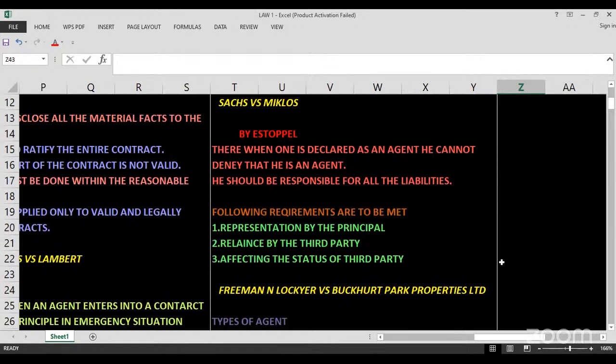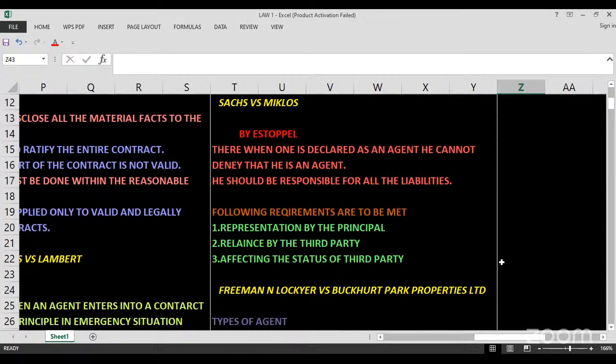The following requirements are to be met. I mean, if an agency is created by estoppel, these requirements should be met. The first one is representation by the principal. The principal should tell that, okay, you are my agent. Second, reliance by the third party. Let's say the principal is going to contract with another person. Now the principal tells the third party, okay, he's my agent, and the third party also should believe, okay, he's the agent. And third, affected status of the third party.